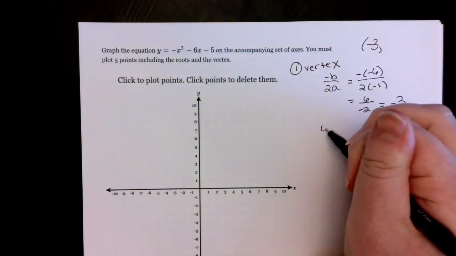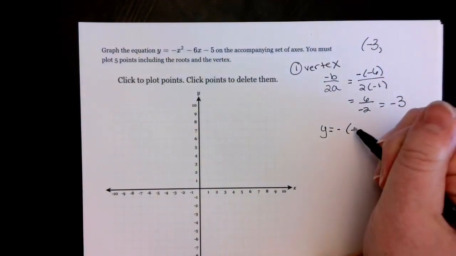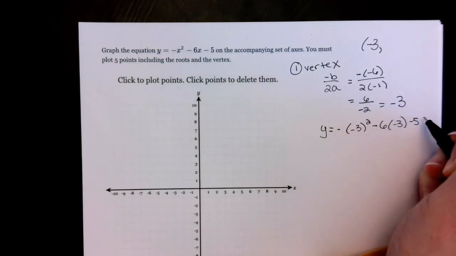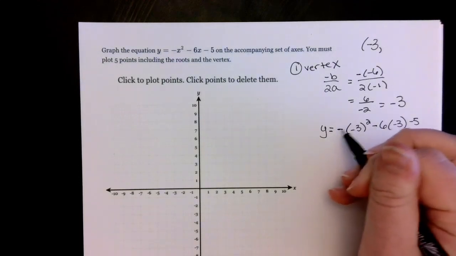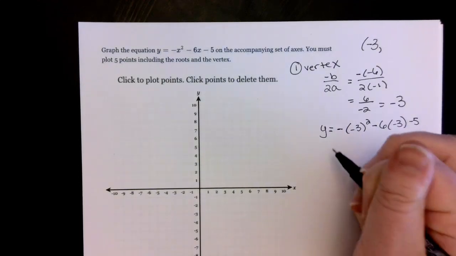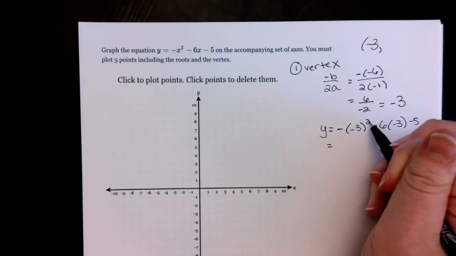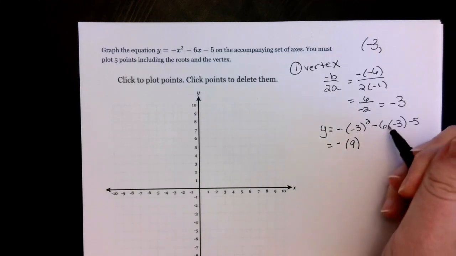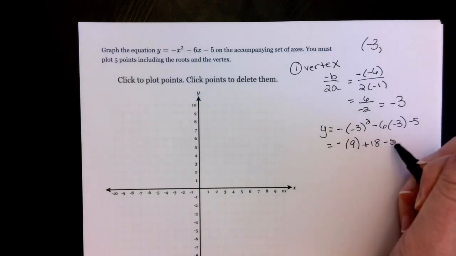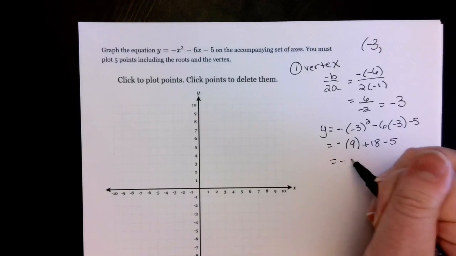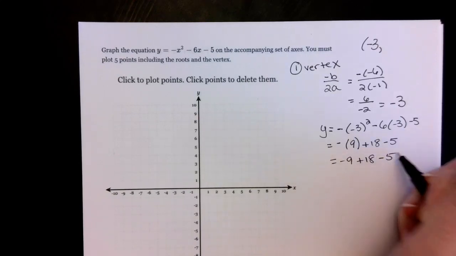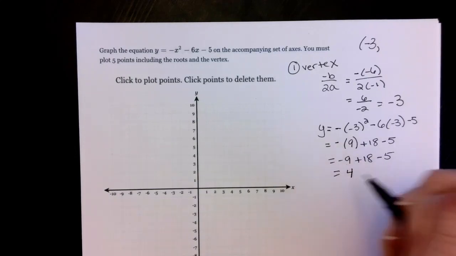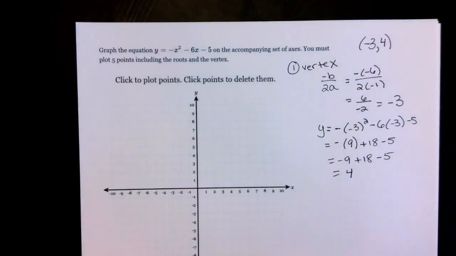Now I plug it back in to get my k. Now be careful. Remember there's that negative outside here. I didn't put it in the parentheses. A negative 3 squared is a positive 9. Positive 18 minus 5. Now this is going to be a negative 9 plus 18 minus 5. Negative 9 plus 18 is 9. Minus 5 is 4. So my vertex is negative 3, comma 4.